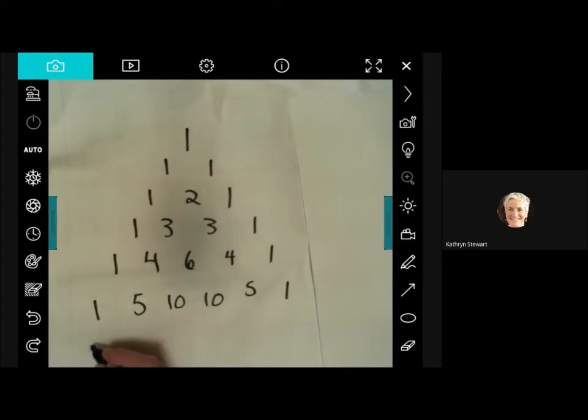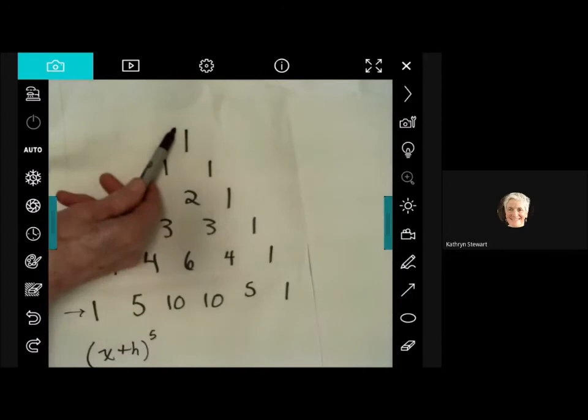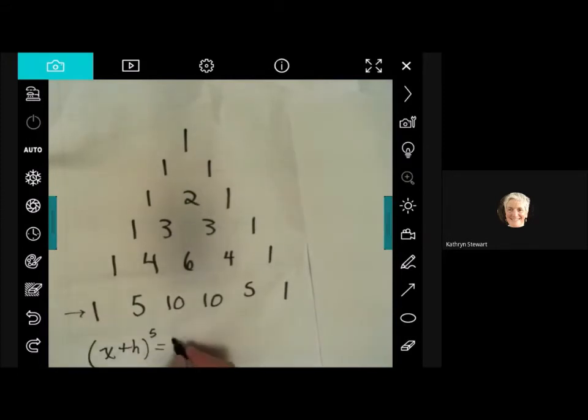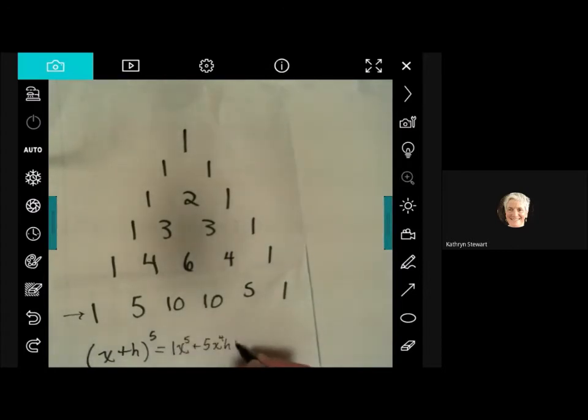So if I wanted to expand, let's say, (x plus h) to the fifth, I would go to this row right here. This is the 0th row. 1, 2, 3, 4, the fifth row. And then all of those numbers would give me my coefficients. 1 will be my coefficient for my first term. 5 is my coefficient for the second term. 10 is the coefficient for the third term. And on and on and on, right? Okay?